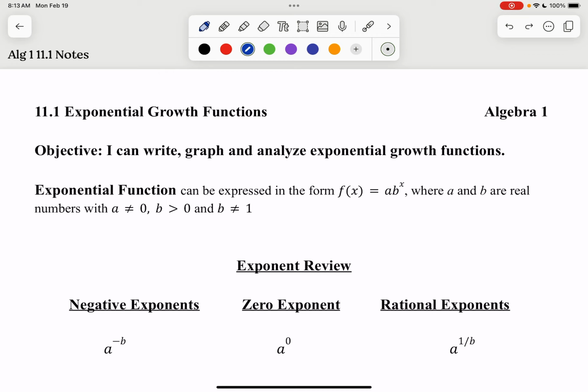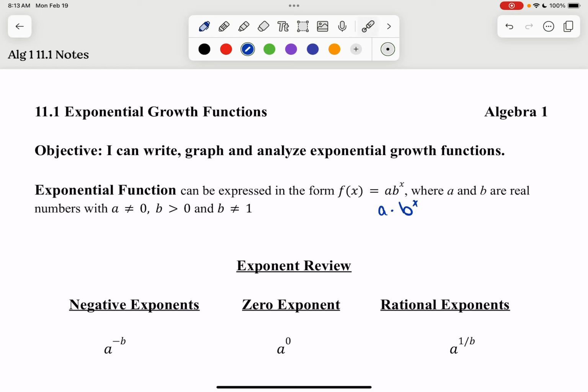Okay, so in general, an exponential function can be expressed in the form a times b to the x, where a and b are real numbers, with a not equal to 0, b greater than 0, and b not equal to 1. Okay, so let's go ahead and talk. That's a lot going on in here.